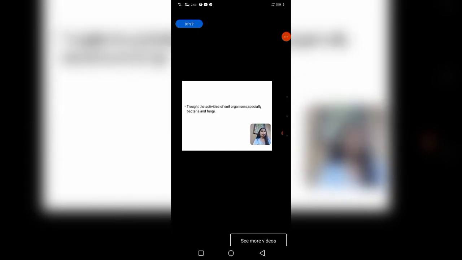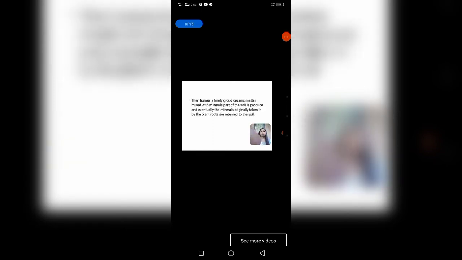Through the activities of soil organisms, especially bacteria and fungi, the organic matter is broken down, and the mineral part of the soil is eventually produced, originally taken up by the plant's roots and returned to the soil. The soil is the home of many types of animals, from mollusks and salamanders to earthworms and protozoans.